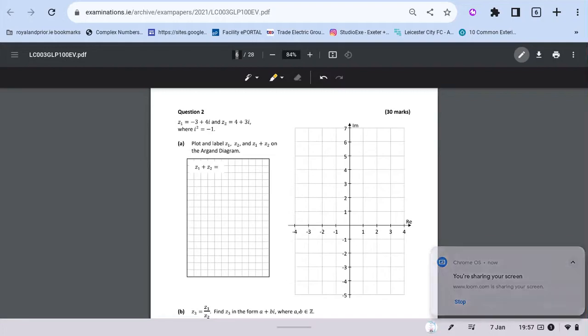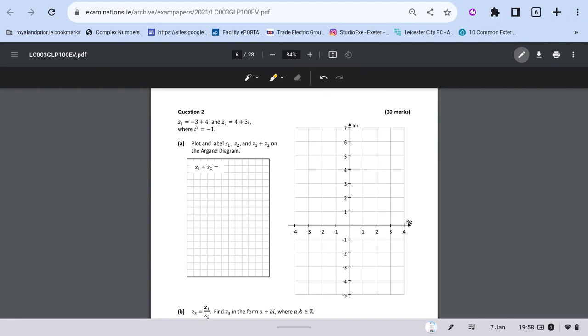Right, so 2021 complex numbers algebra questions once again. Here Z1 is minus 3 plus 4i, Z2 is 4 plus 3i, and once again they give you i squared is equal to minus 1. Now plot and label Z1, Z2, and Z1 plus Z2. So standard question, throwing them in the Argand diagram.